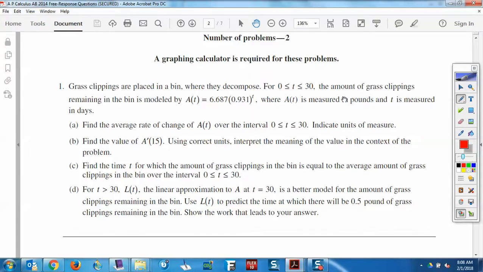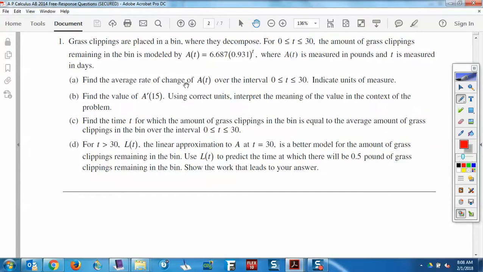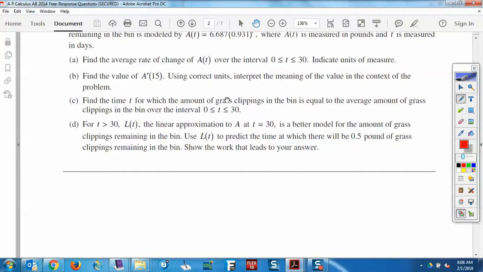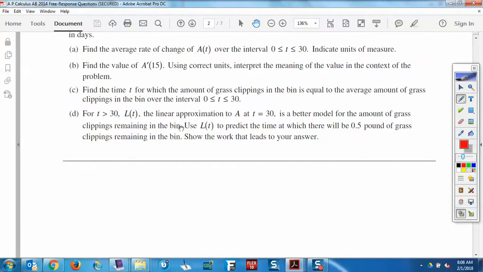So this is an amount where it's in pounds. Then they talk about average rate of change, right? That slope between 2 points. It talks about doing a derivative with that. This is a calculator one. This is something we're not quite ready to do yet. Finding the amount, find when the amount is equal to the average amount. That's something we haven't talked about yet.